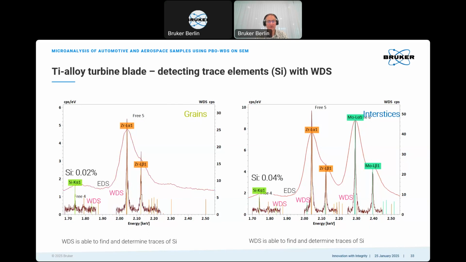What WDS can find also are some traces here. In this case, it's silicon, 0.02% or 200 ppm and 400 ppm of silicon were found in these analyses. So WDS shows once again its advantages for spectral resolution and also for trace element analysis. So in EDS, the silicon hides behind a peak of zircon here in this energy region.